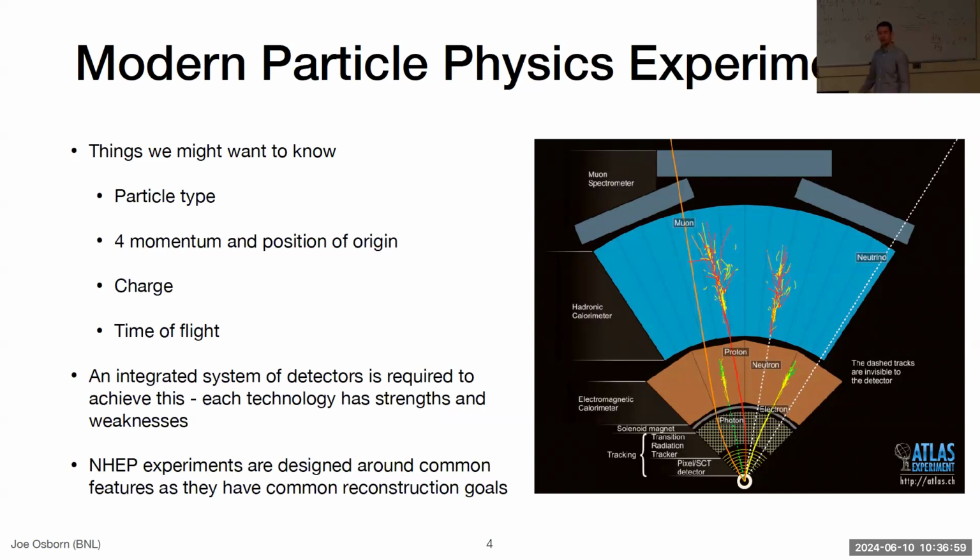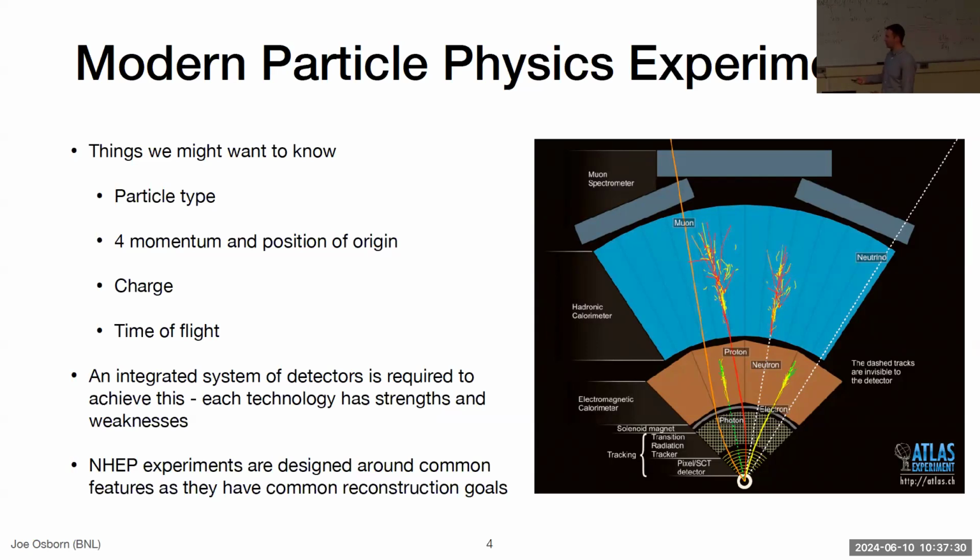And maybe you might want to know the time of flight, so you could know that a particle really was in time with your physics collision and not out of time from some background process. What I want to emphasize is that an integrated system of detectors is required to achieve this. Each technology has strengths and weaknesses. There is no detector that can do it all. You need to selectively choose different technologies to complement one another.